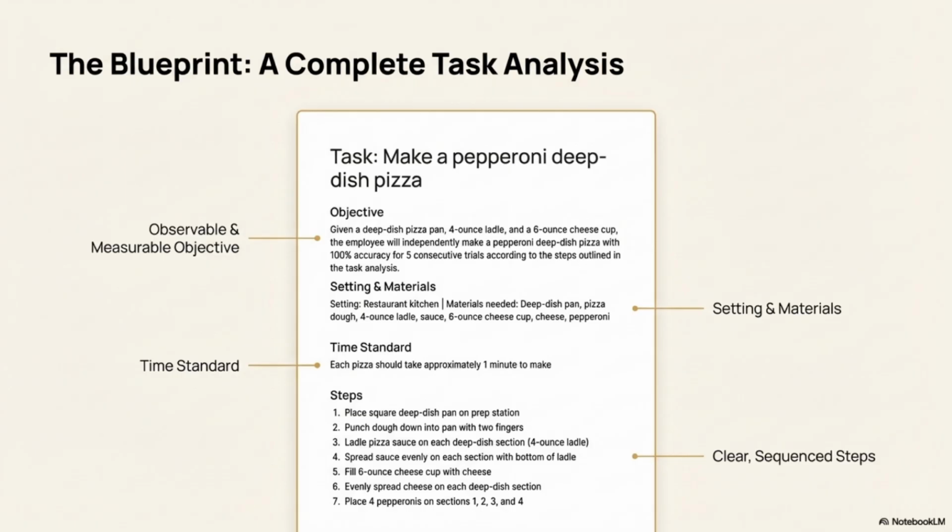Fill 6-ounce cheese cup with cheese. Evenly spread cheese on each deep dish section. Place 4 pepperonis on sections 1, 2, 3, and 4.